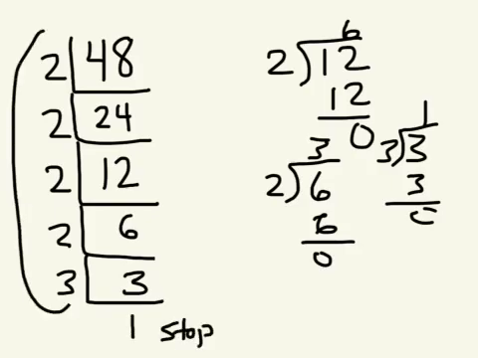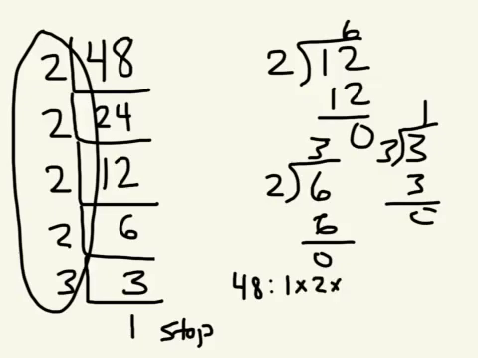This becomes my list of factors, so that 48 is 1 times 2 times 2 times 2 times 2 times 3. Let's try another one. 54. Yes. We're going to divide by 2.